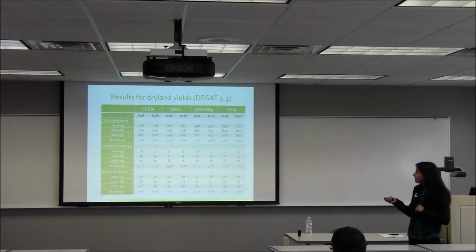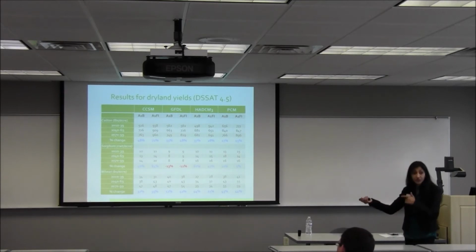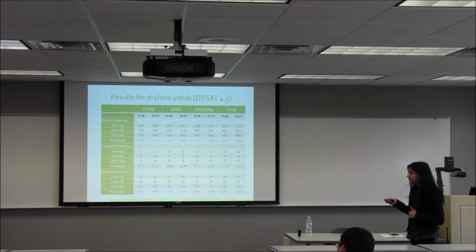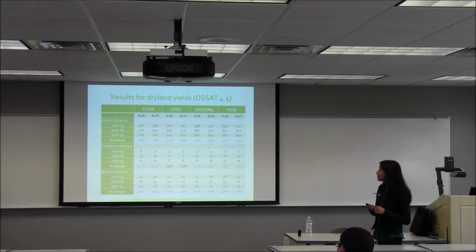Sorghum yields also saw increases. Highest increases were recorded for CCSM, which is kind of the model that did predict high precipitation increase. GFDL is the only model that said that sorghum yields may decline, and I'm not really sure why that happened, although we were expecting an increase on that as well.